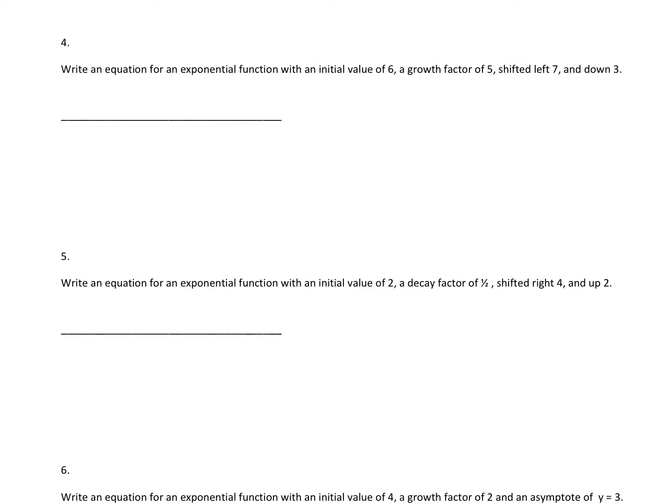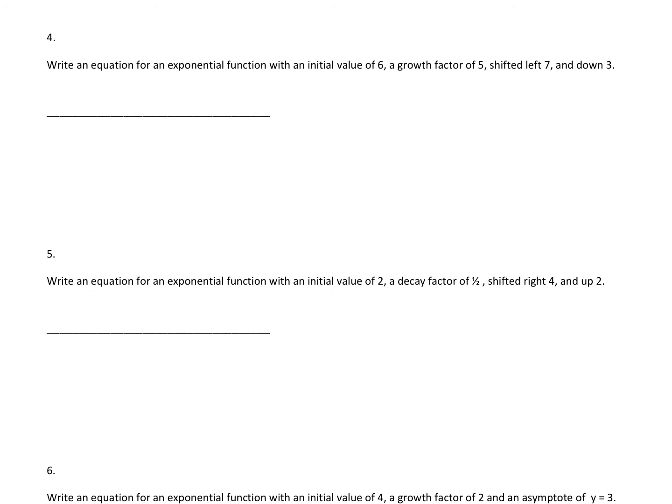All right, let's take a look at some more writing equations. So it says write an equation of an exponential function whose initial value is 6. So anytime we talk about initial value, that's our a value. So our a value is 6. It has a growth factor of 5, so that means my b is 5. It is shifted left 7 and down 3.